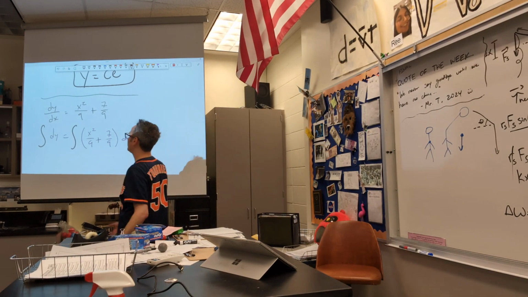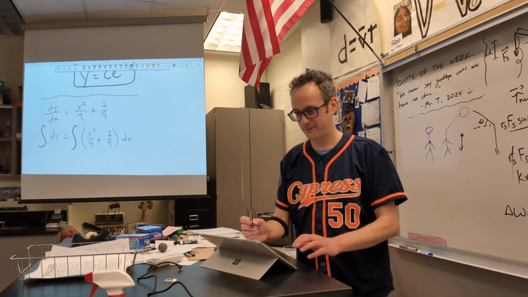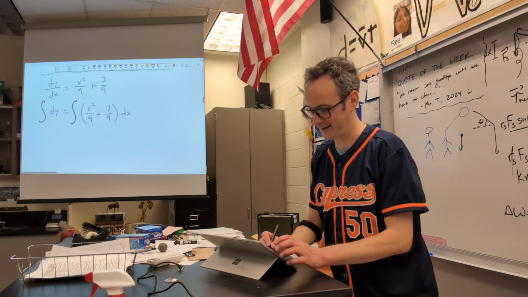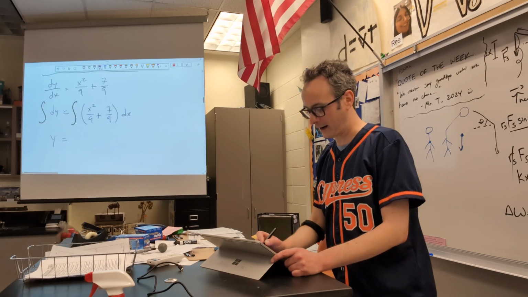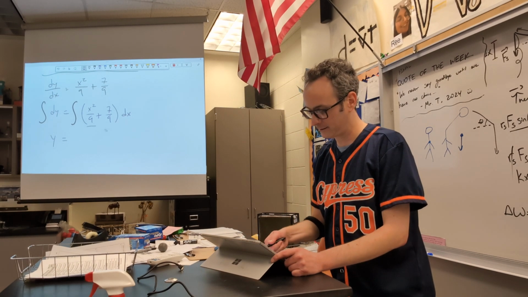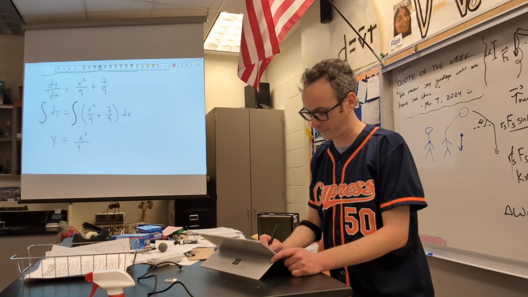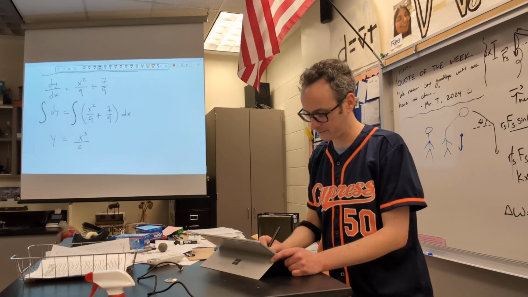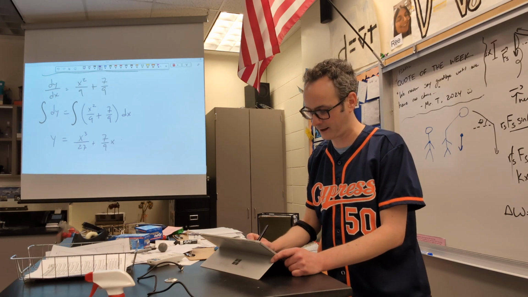Integrate both sides. Integral of 1 with respect to y is y. Next up, I can just treat these separately. Integral of x squared over 9 is just going to be x cubed over 9 times 3, which is just 27, plus the integral of a constant is just x, so 7 over 9 times x.